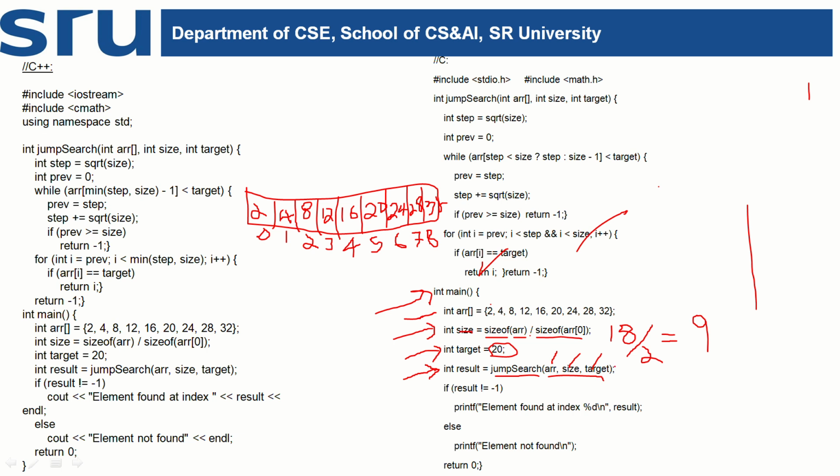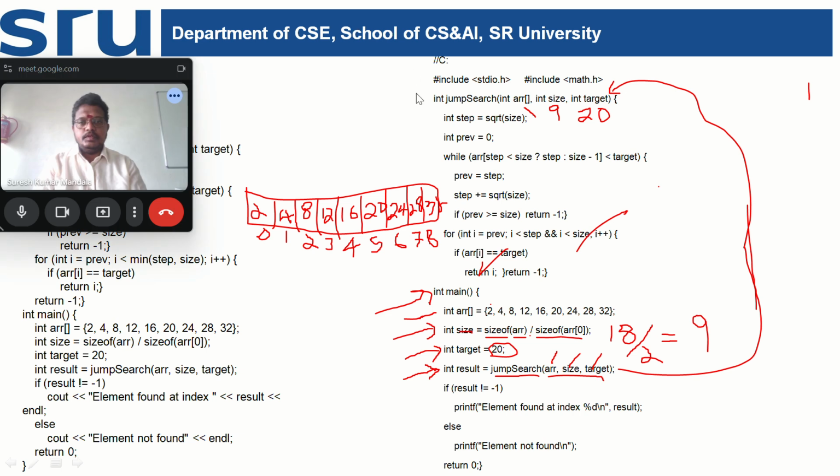When the control comes here, it will jump from here to the jump search function, from the function call to the called function. Within the called function, ARR is assigned all the values present in the array, size is assigned the value 9, and target is assigned 20. These are the mandatory things we are having.